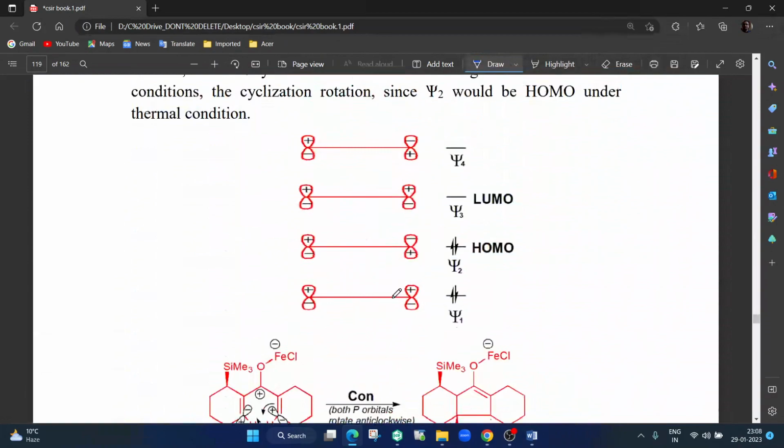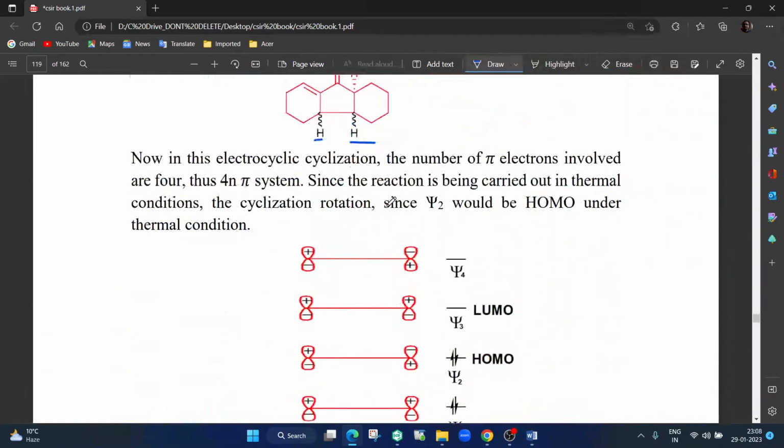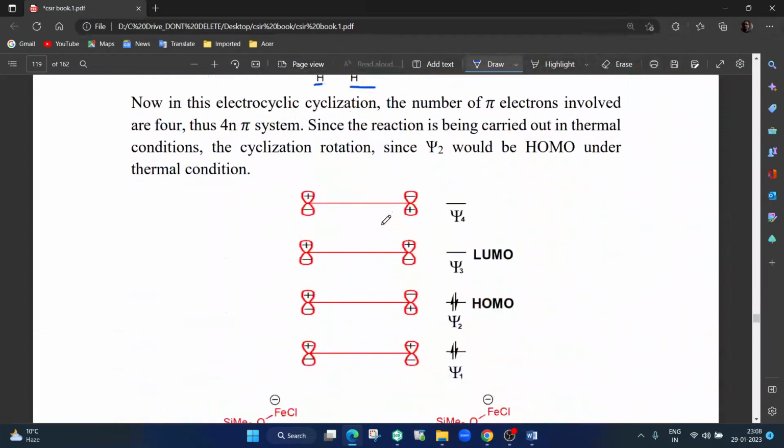So basically psi 1, psi 2, psi 3, psi 4, because 4 pi bonds are there. So sorry, 4 p orbitals are there. So it will form 4 pi molecular orbitals. So these 4 pi molecular orbitals are psi 1, psi 2, psi 3 and psi 4. So it's easy for us to remember that psi 1 will be plus plus, then psi 2 plus minus, then plus plus, then plus minus.